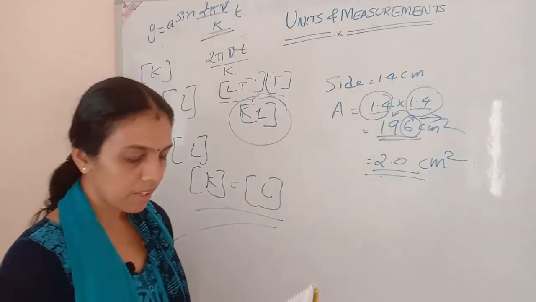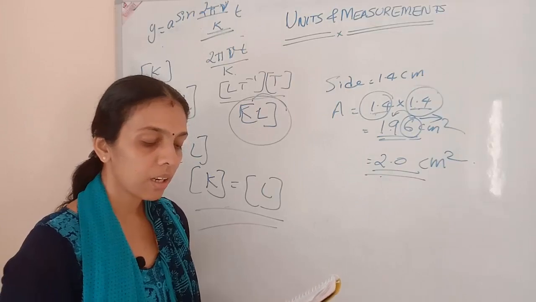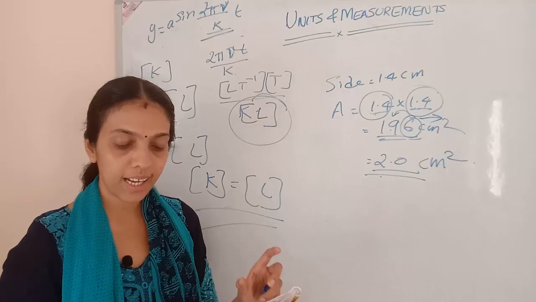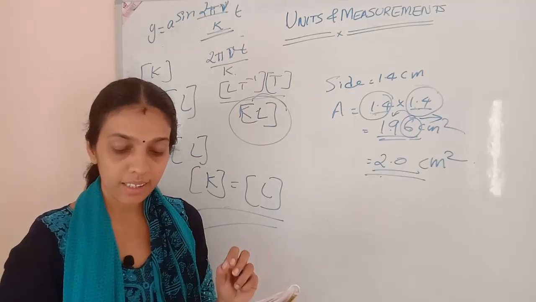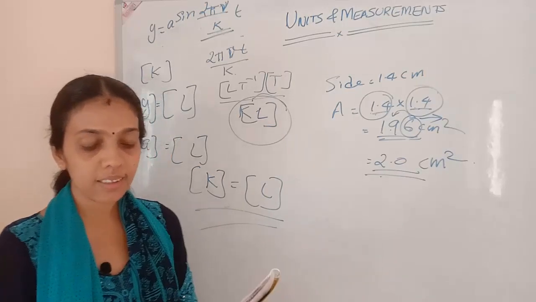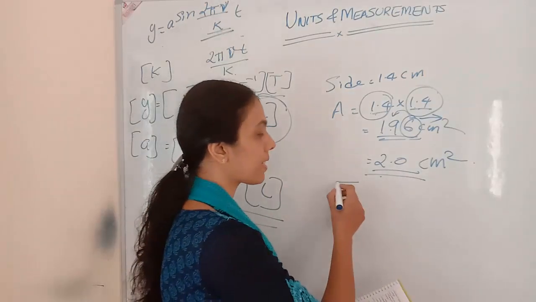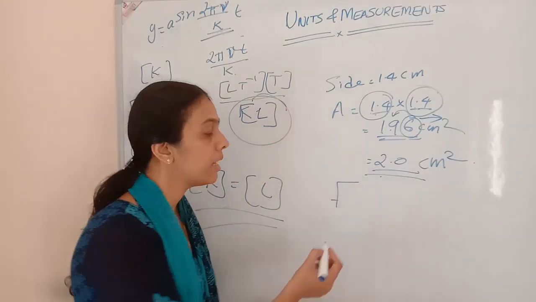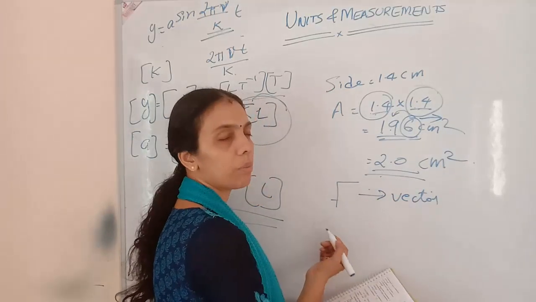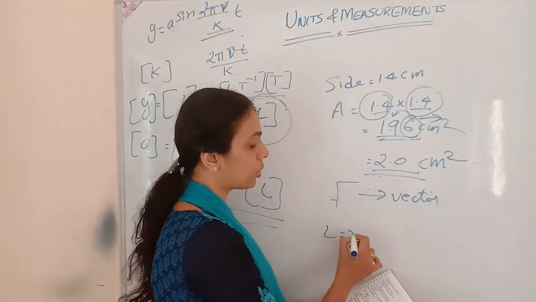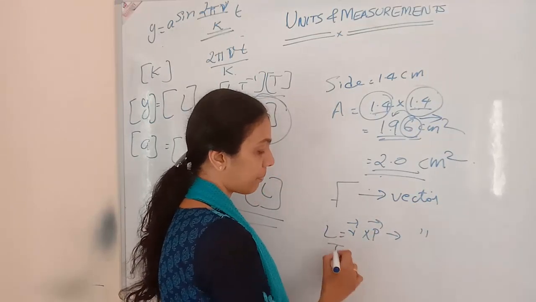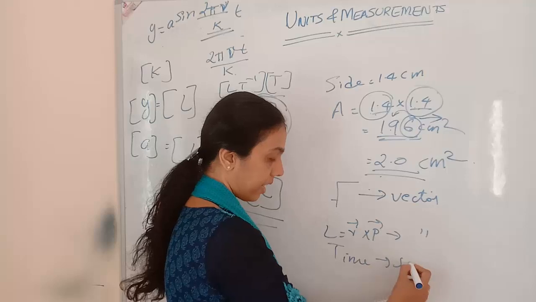So the next question is: a physical quantity having both magnitude and direction is a vector, and if it has only magnitude, it is a scalar. Categorize the following physical quantities into scalars and vectors. So here, force is a scalar quantity or a vector quantity? Force is a vector quantity. Then angular momentum L is equal to r cross p. So that is a vector quantity. Then time, we know it is a scalar quantity.